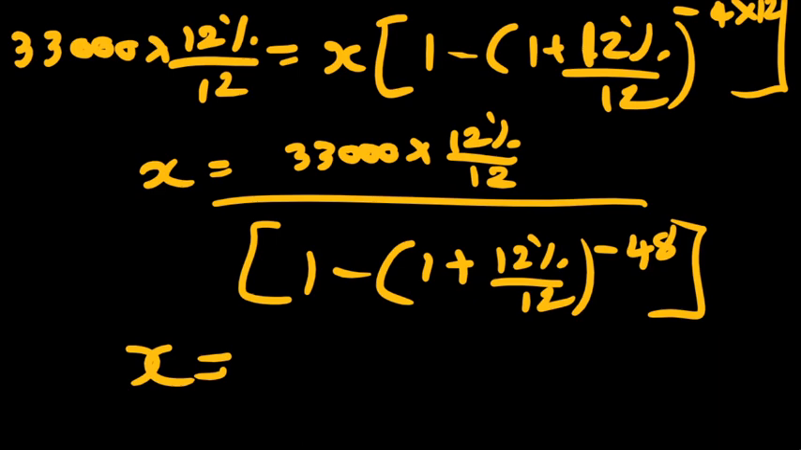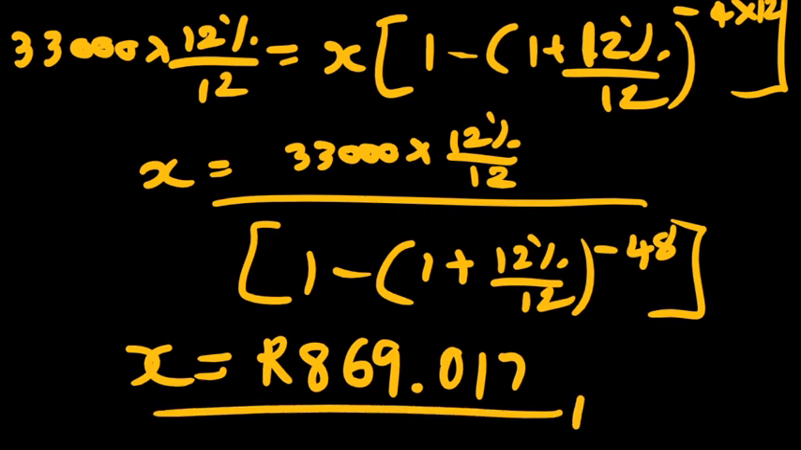You say 33,000 times your 12% over 12, and we have 1 minus (1 plus 12% over 12) to the power of minus 48, right? So what I'm getting here is you're going to pay 869 rand 0.017. So this is the amount of money that you're going to pay, either to the bank or to Vodacom if you're taking this phone on a contract.